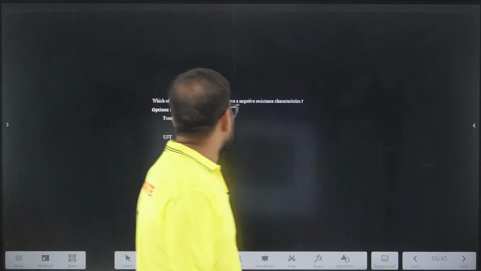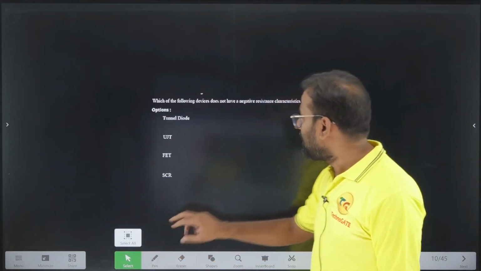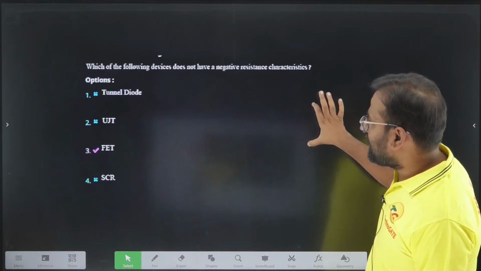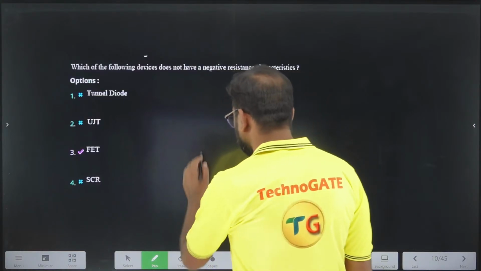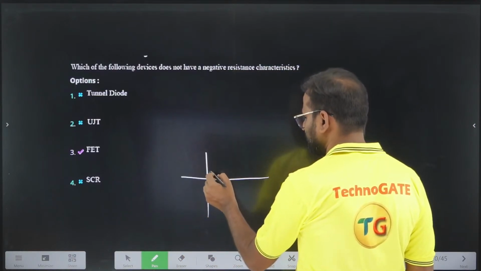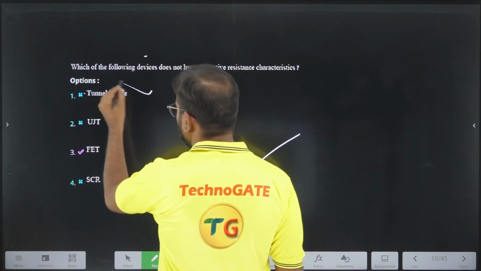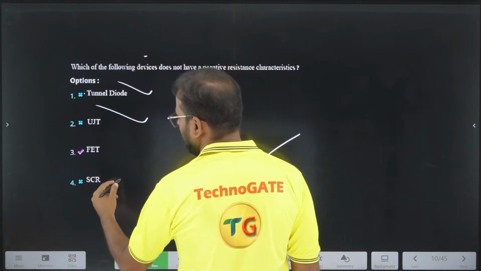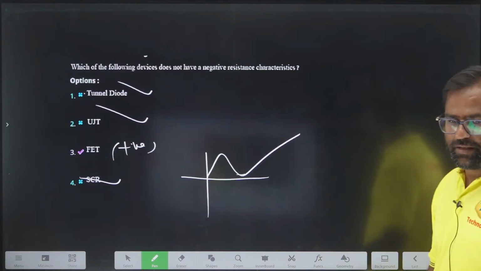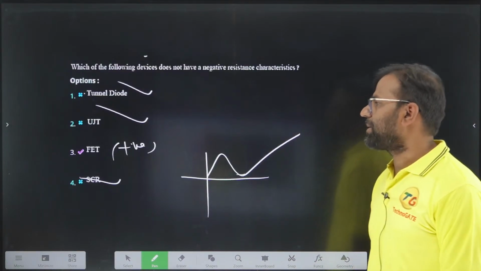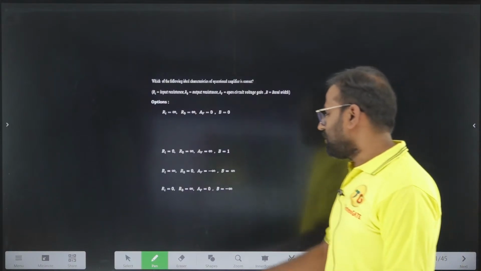Which of the following does not have negative resistance characteristics? Tunnel diode, of course, this is the characteristic of a tunnel diode. Yes, it does have negative resistance. UJT, of course. SCR, of course. The FET, field effect transistor, is just a semiconductor and it has a positive temperature coefficient. So the third option is correct here. Let's go to the next question.